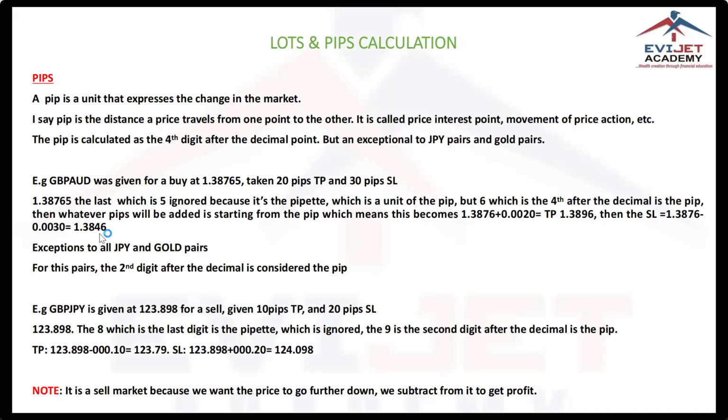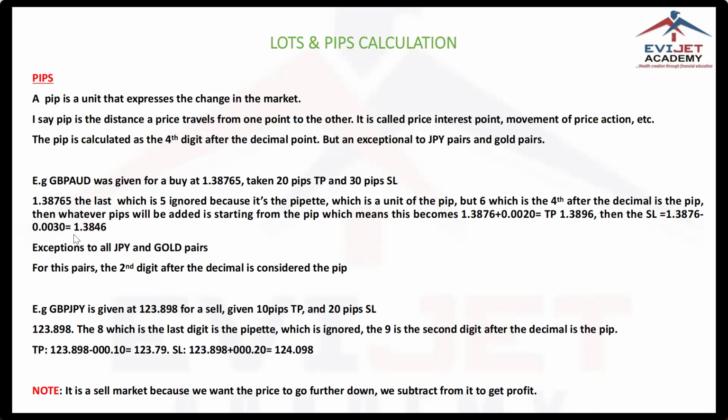Now, you know we are buying, right? So because we are buying, the take profit is going to be plus, because the market is going up. That's why here is plus 20 pips equals this. The stop loss is below, so it's a minus. So this minus this is giving us this. So this is for currencies, all right?